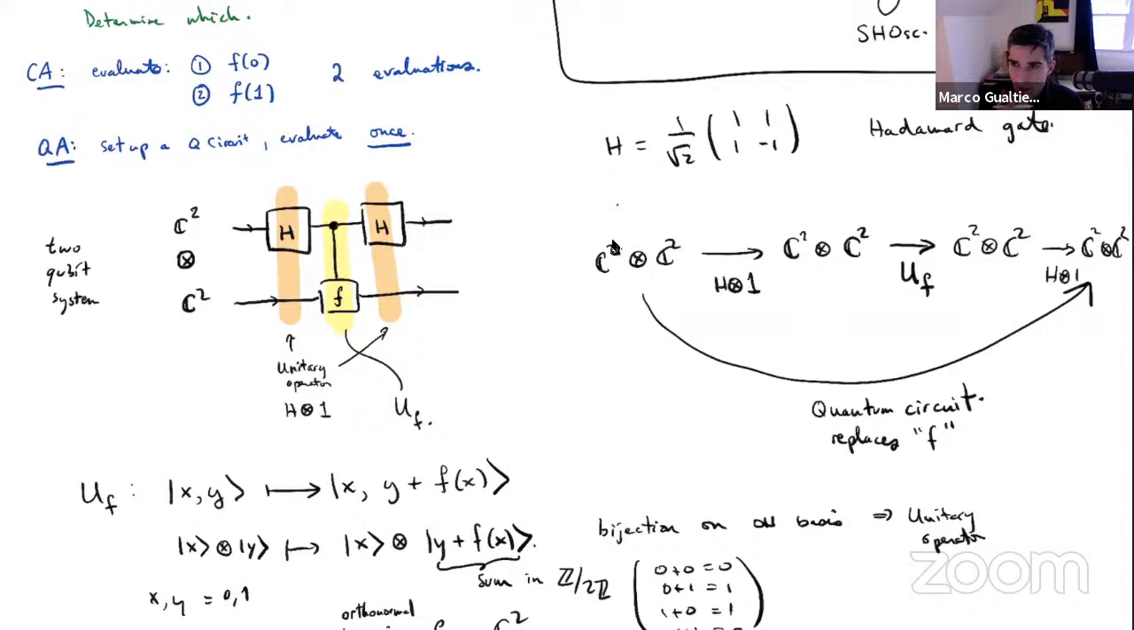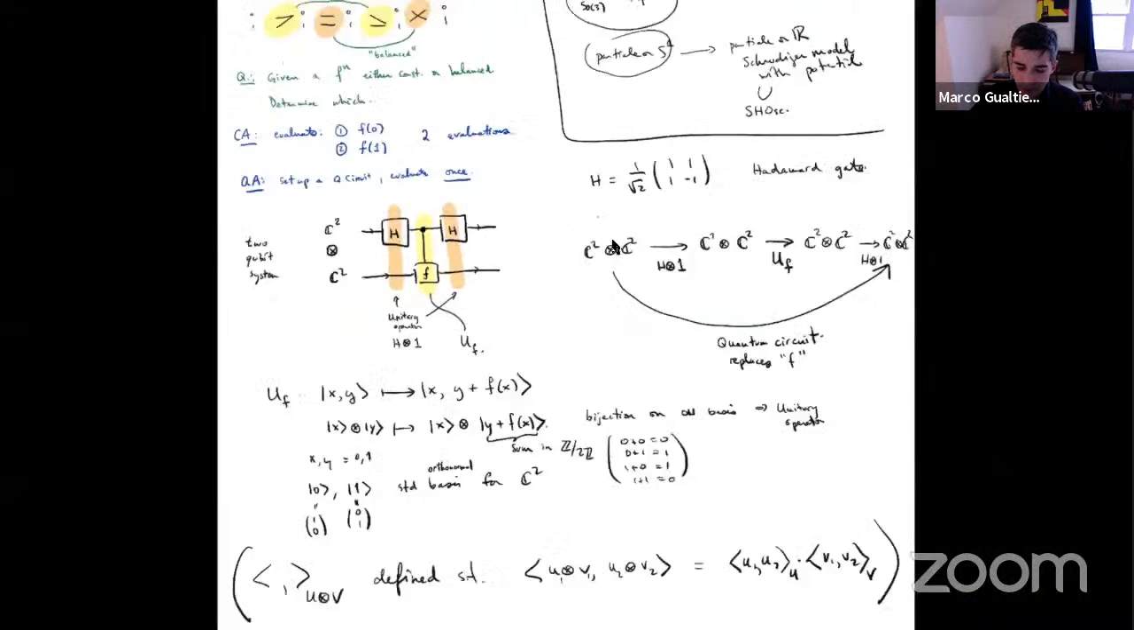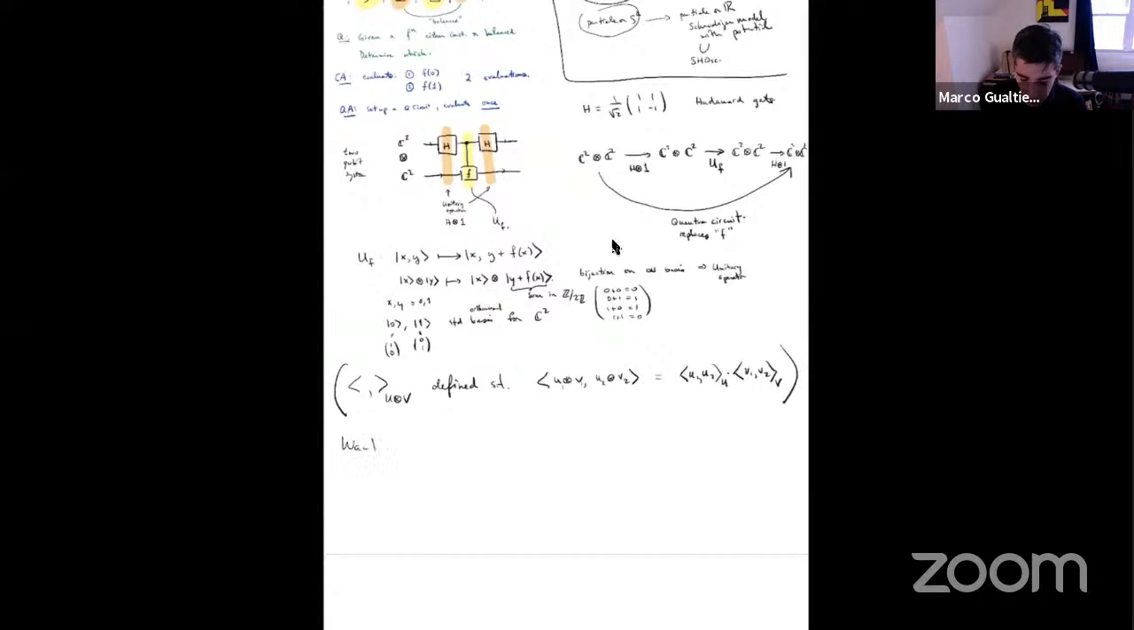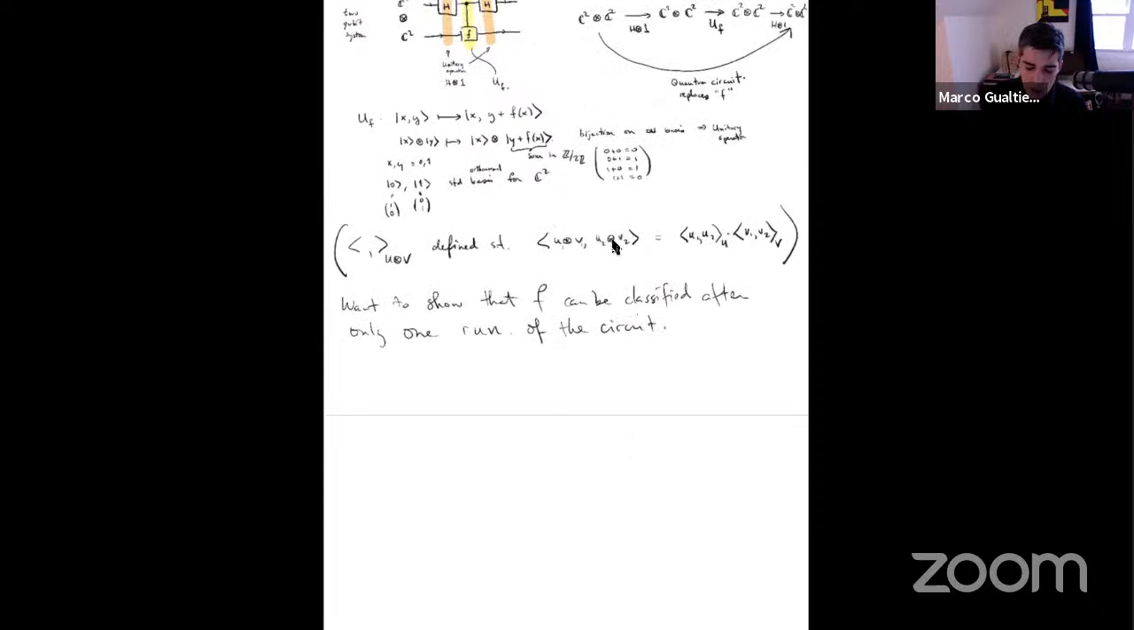What I'm trying to explain? So we would like to see now, we want to show that F can be classified after only one run of the circuit. Okay, so let's see how that works.